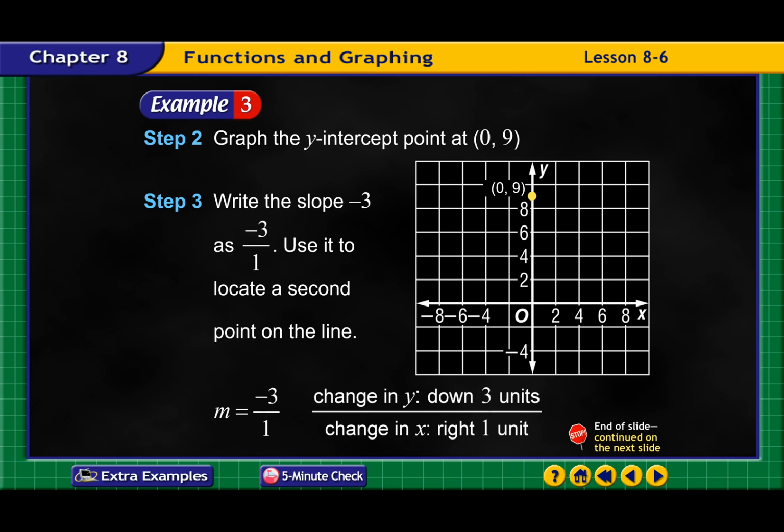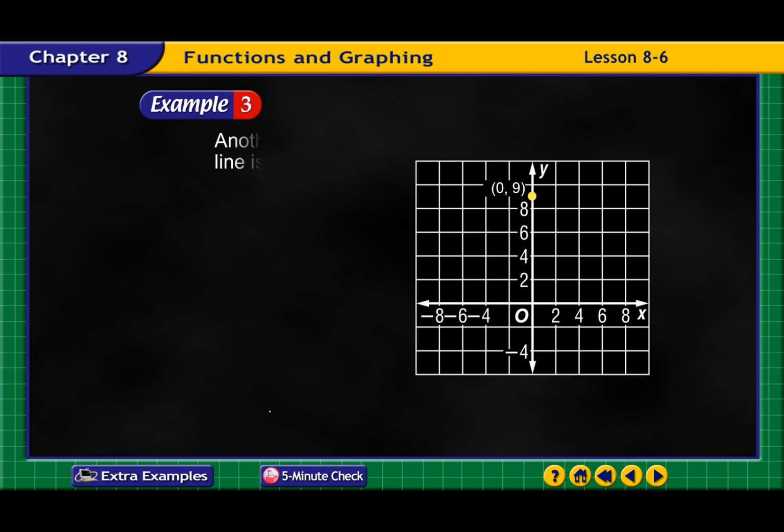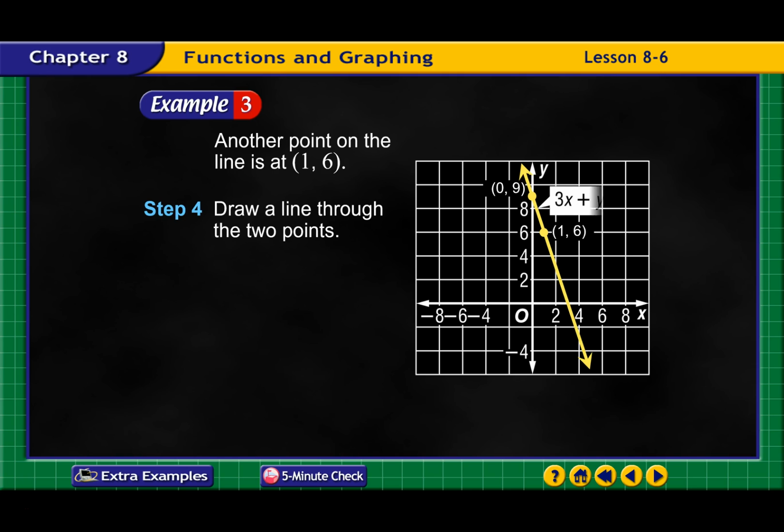So my change in y over change in x is down 3 units. Oh, I like this. Change in y, down 3 units. Change in x, right 1 unit, or sorry, since it's negative. So we write the other point as 1, 6. And we could draw a line through those 2 points. And there is my line.